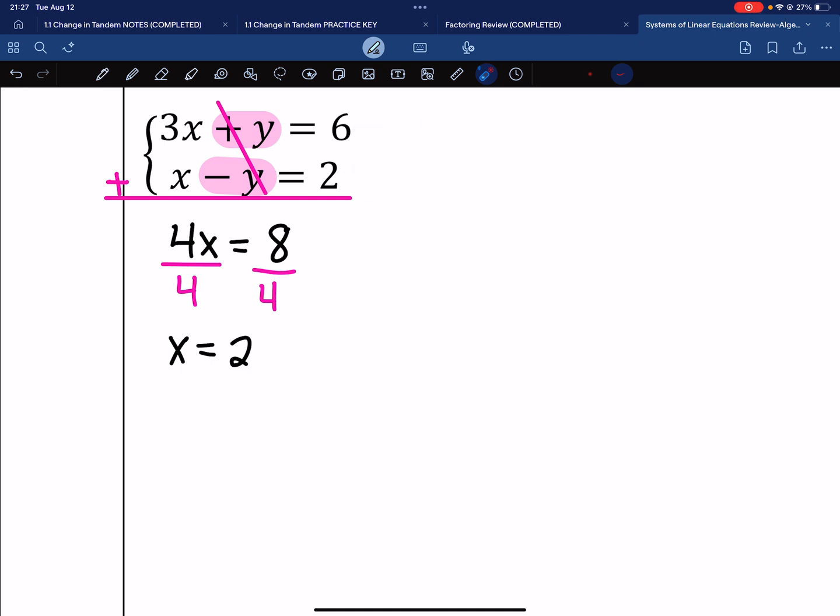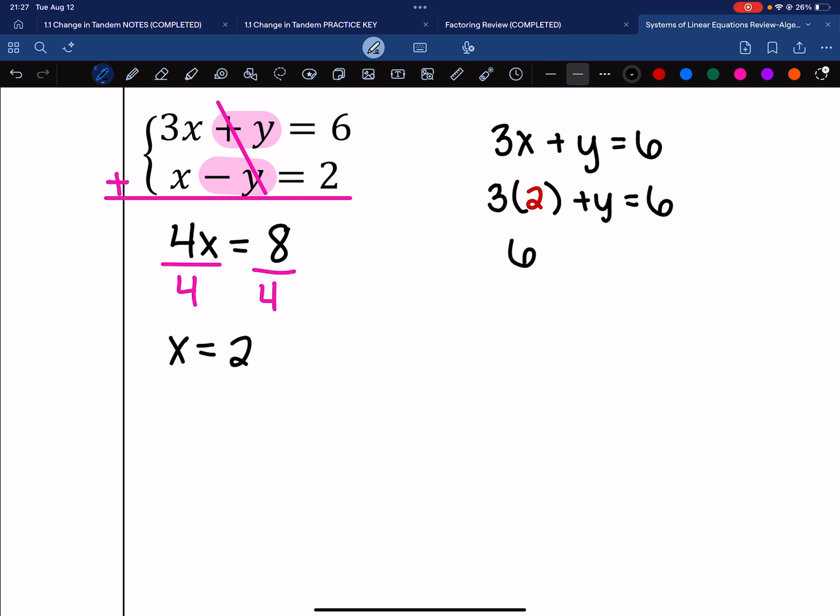For this one, I'm just going to use the first equation. There's no rhyme or reason. You just pick what you're most comfortable with. So I'm going to rewrite it. Okay. And then I'm going to plug in 2. So we have 3 times 2 plus y equals 6. 3 times 2 is 6, plus y equals 6. I want to now get y by itself. So I'm going to subtract 6 from both sides, and I get y is equal to 0.